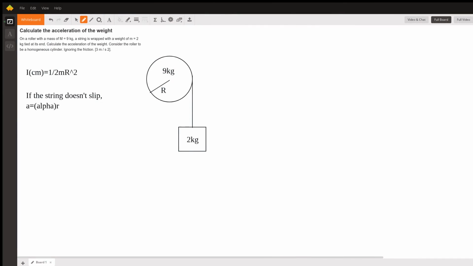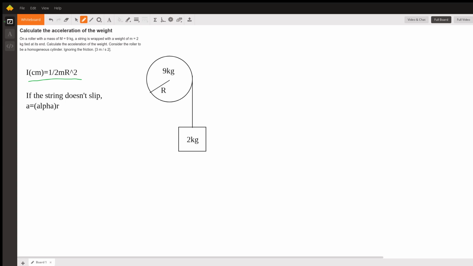Okay, so the very first thing I'm going to do is sketch myself a diagram of the situation. In this case, we have this mass hanging off the edge of the roller, which they're saying we can treat as a homogeneous cylinder. Because of that statement, I know that the moment of inertia for that cylinder relative to its center of mass is given by the equation 1/2 mr squared. And so I've jotted that down.